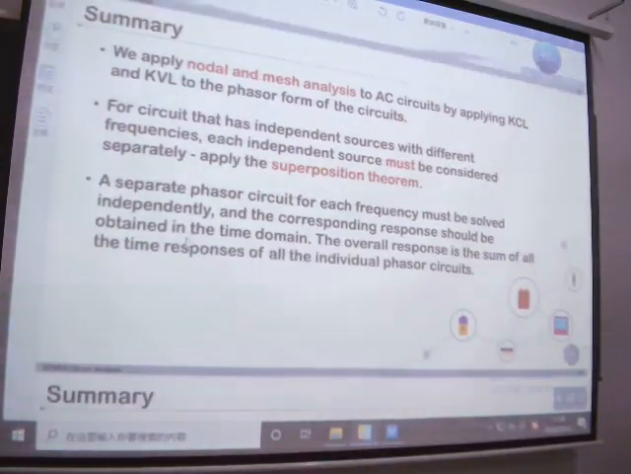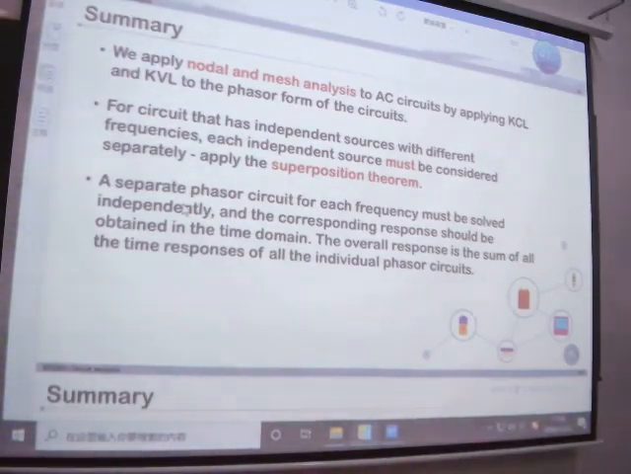Okay, now we're going to see the summary of today. We applied nodal and mesh analysis to AC circuits. And actually, we know all the DC skills can be applied to AC circuit analysis. We just change resistance to impedance, right? And we keep all the things the same. And we add one more step before analysis: we do the domain transformation. We transfer the time domain to the frequency domain, and we still need to remember to transfer it back.